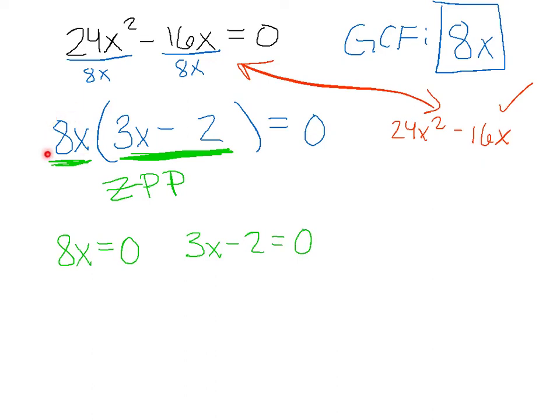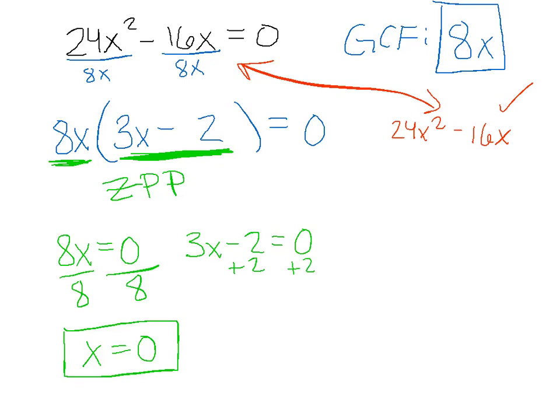So I have my 8x equal to 0, and then 3x minus 2 equals 0. And then I solve. You can divide 8 on both sides to get x equals 0, which is your first answer. And your second answer, you add 2 to both sides to get 3x equals 2. Divide both sides by 3, and you get x equals 2/3. So this is your second answer.